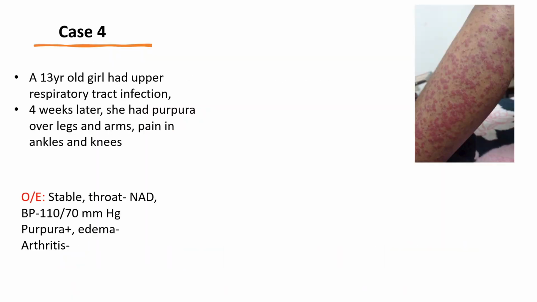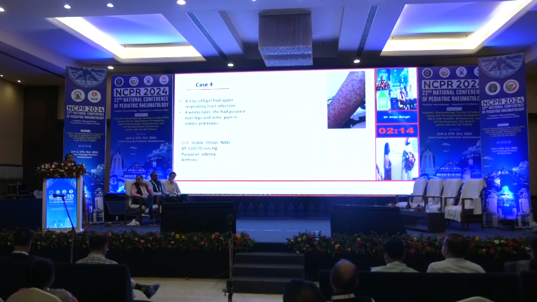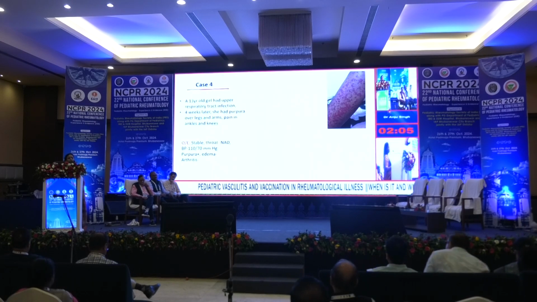So this is the last case pertaining to the last organ which is affected. This is a 13-year-old girl who had an upper respiratory tract infection. Four weeks later, she had purpuric rashes over arms and legs and pain in ankles and knees. On examination, her blood pressure was normal, throat was normal. She had only purpuric rashes and nothing else to be noted.